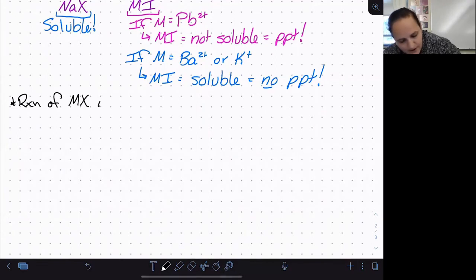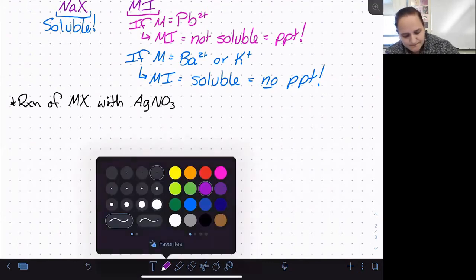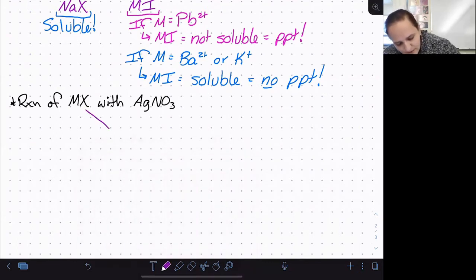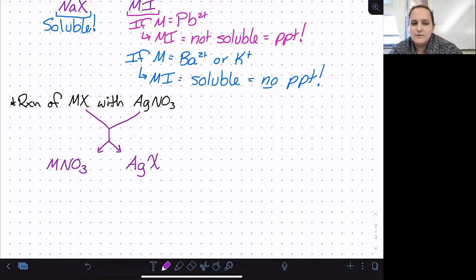So if we react our unknown with silver nitrate, again, we will switch partners here, and M will end up with nitrate, silver will end up with X, with our anion.